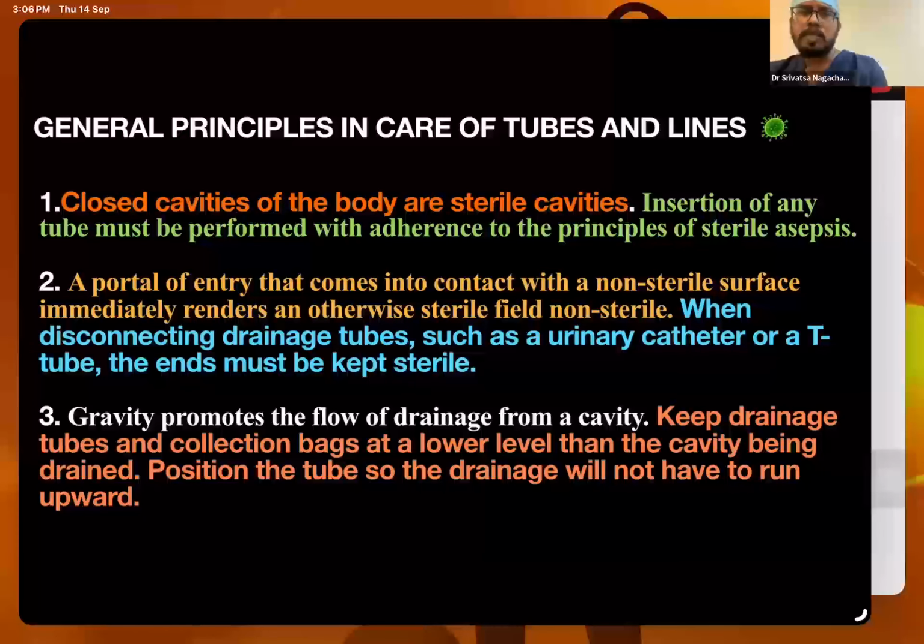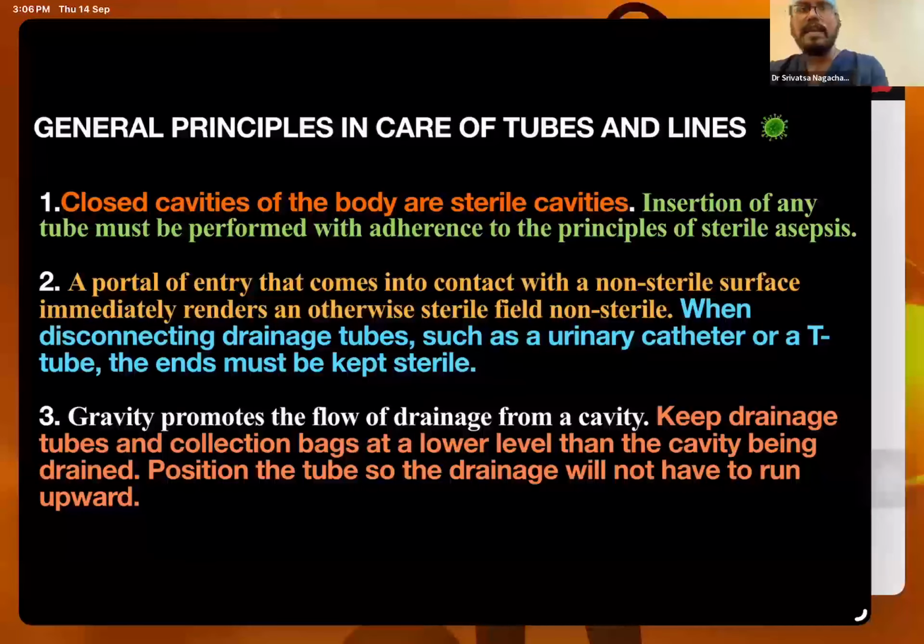The third most important principle with respect to tubes and lines is gravity. Gravity promotes the flow of drainage from a cavity. Keeping a drainage tube or collection bag at a lower level than the cavity being drained always helps, and position the tube so that the drainage does not have to run upward. If you put a Foley catheter above the patient's bed height, then instead of flowing out, the urine will be going in. That is not a good thing, because the fluid which has come out is going back in. It should always come out.